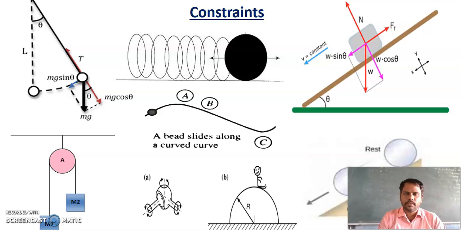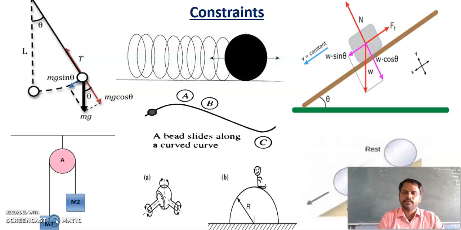Most of the motions are restricted or limited by one or two conditions. Example: the motion of a planet around the sun is a restricted motion. A pendulum with a rigid support is restricted to move in a plane. A linear harmonic oscillator is restricted to move only along one direction.